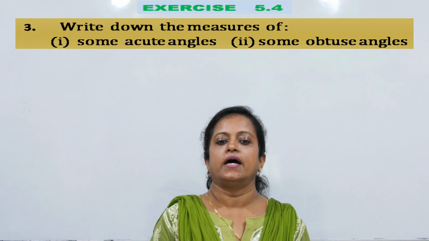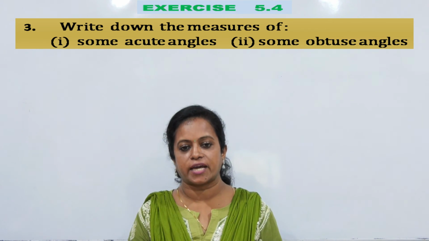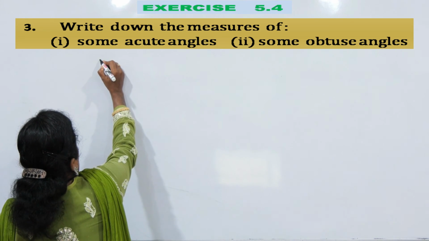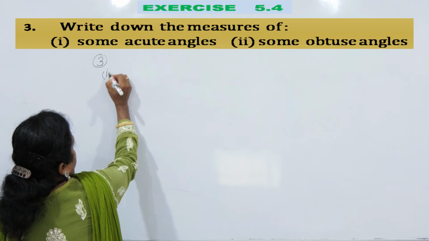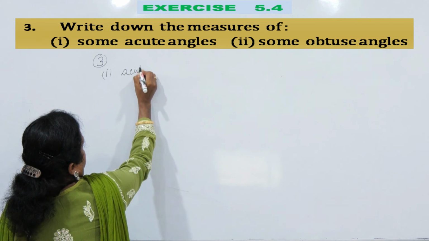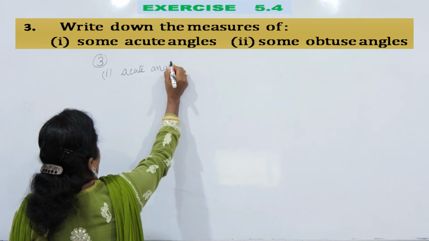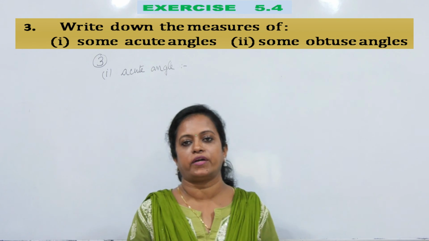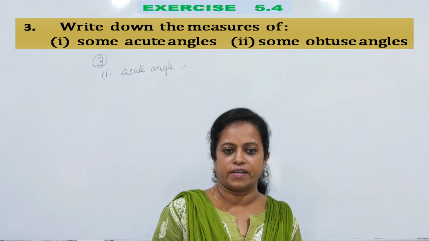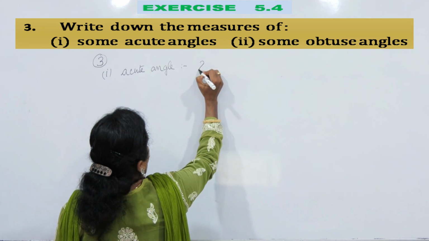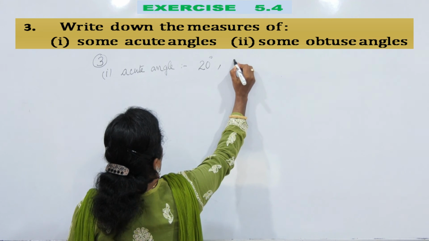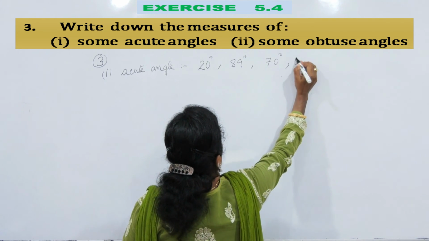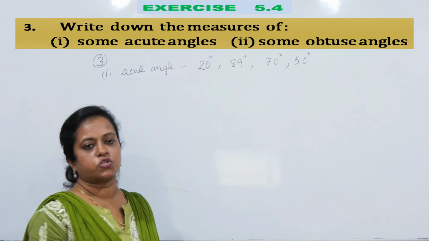The third question is, write down the measures of some acute angles, and the second part is some obtuse angles. We have learned acute angle, the measure lies between 0 degree and 90 degree. So you can write a number of examples like 20 degree, 89 degree, 70 degree, 50 degree. So these are all examples of acute angle.